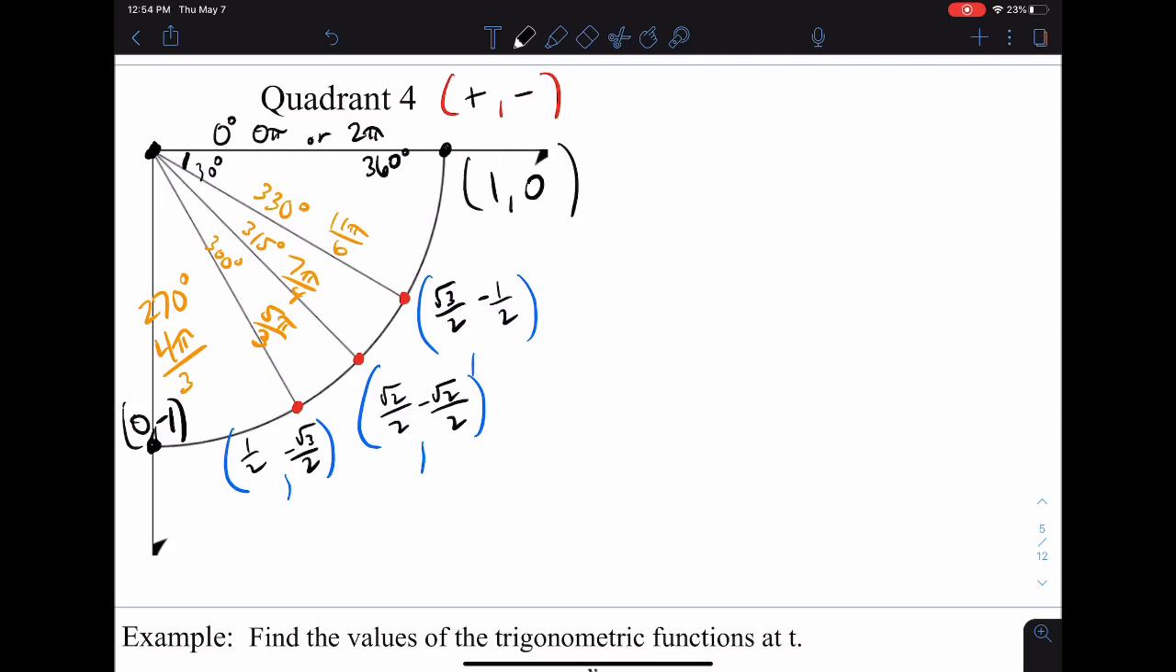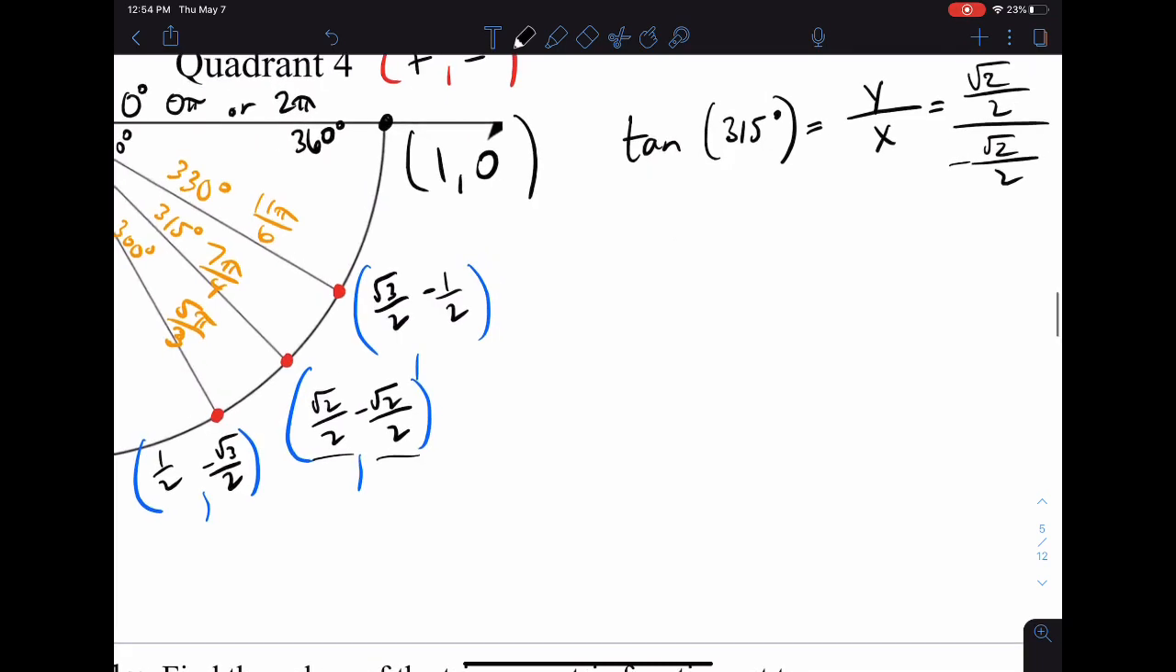Okay, so if we do something like tangent of 315, which is the same thing as 7 pi over 4. Remember, tangent is y over x. Y is the opposite side, x is the adjacent side from the center angle. So for 315, the coordinates are here. We would go square root of 2 over 2 divided by the square root of 2 over 2, which is negative.